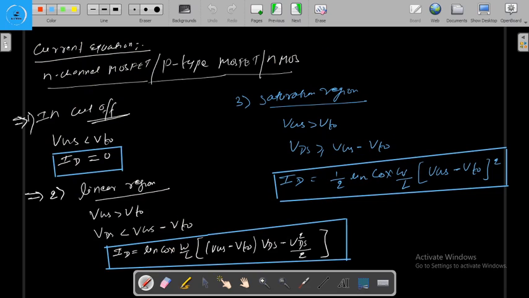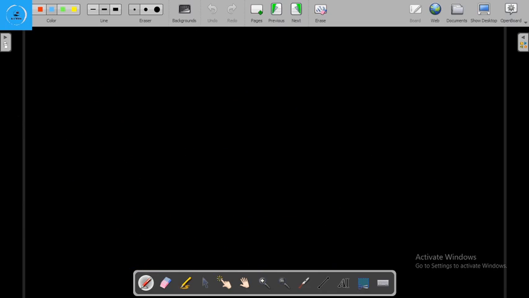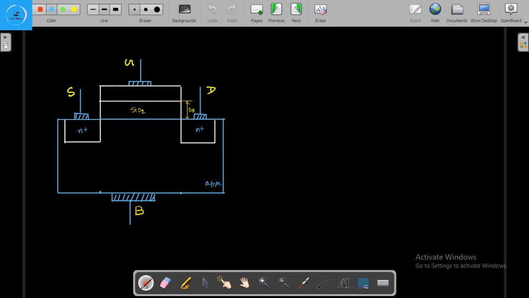Here we have seen the current equation. Here is our MOSFET. Now let's make the connection. We are applying VGS greater than VT naught to make the channel, and here we are connecting the drain to source.